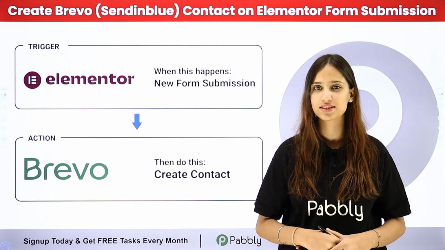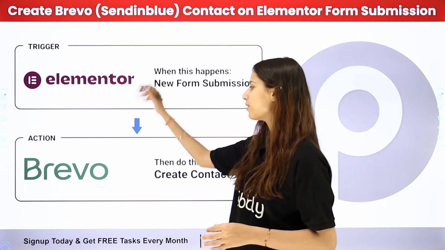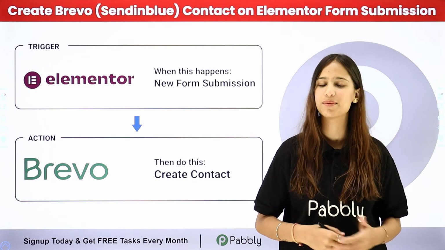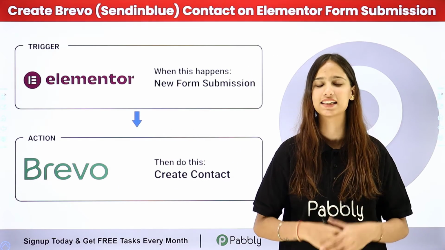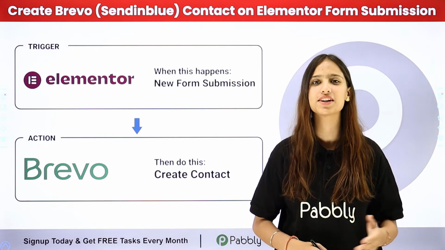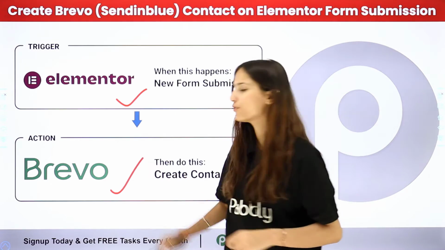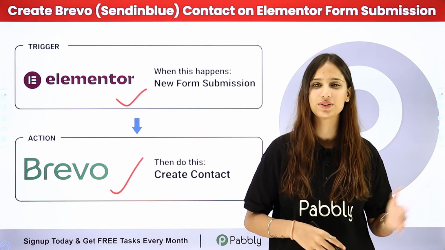So Brevo was previously known as Sendinblue. So here to do this I need to set up a connection between these two applications, for which I'm going to use this amazing automation software that is Pabbly Connect. So Pabbly Connect follows the concept of trigger and action. So here to do this, my trigger application will be Elementor and my action application will be Brevo. So if you want to learn more about this, follow me through the screen.